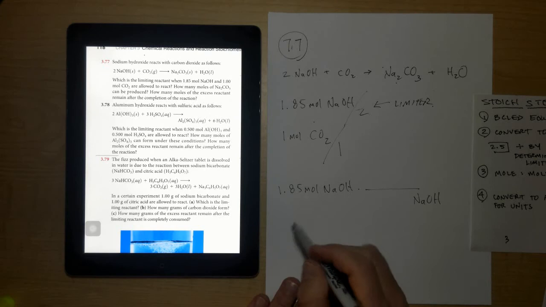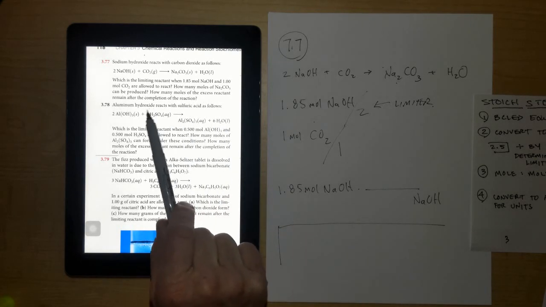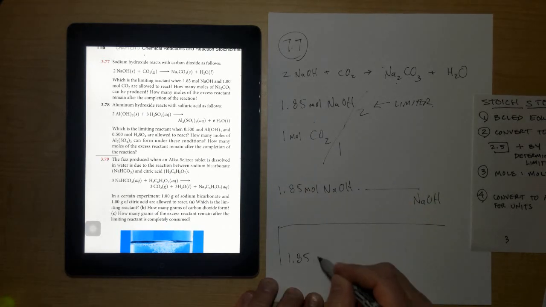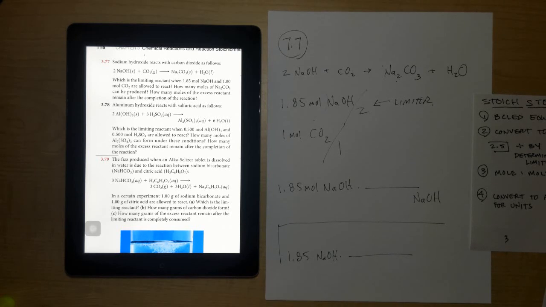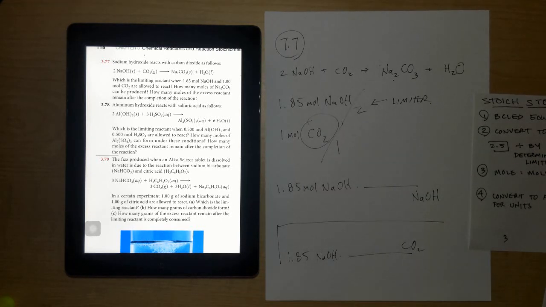right here. And then the last part, toughest part, how many moles of the excess reactant remain? Well, start with your limiter again. But this time when you do the fraction or you do the comparison, make sure to compare it with the excess reagent. That's this guy right here, so put that up there. All right, that'll get you started on 77. Any other questions on 77?